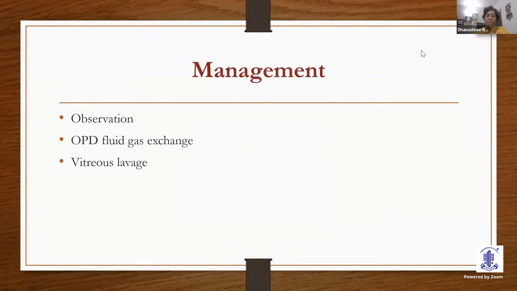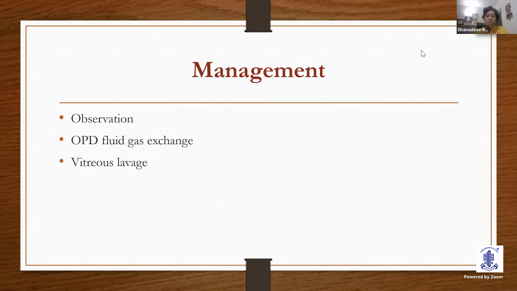So for management, observation is a good enough option, especially in cases where there is an early postoperative period and the patient has a recurrent vitreous hemorrhage. You can afford to wait and watch. Or patients who are very sick and morbid, who cannot undergo resurgery, in them also observation is a good option. Often you wait for about 1 or 2 months, and the bleeding can spontaneously clear without any intervention. But if the patient is very anxious and requires early rehabilitation, then you can intervene in the form of either a fluid gas exchange, which is done in the outpatient or in the OT, or a vitreous lavage.